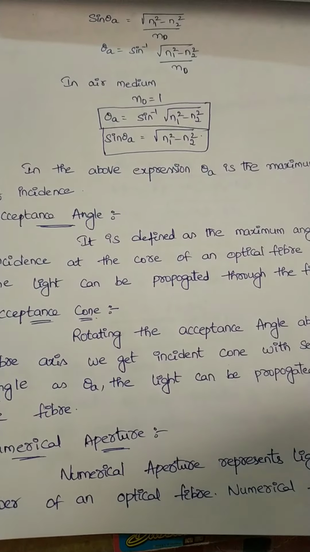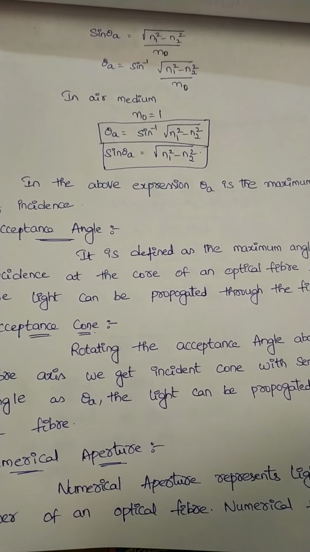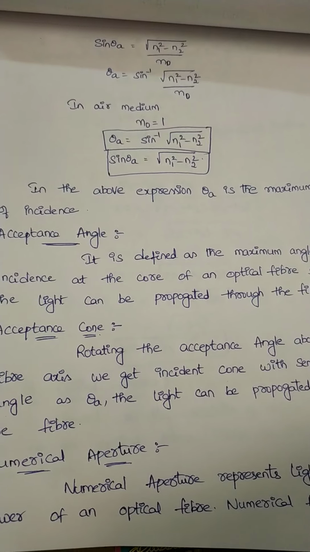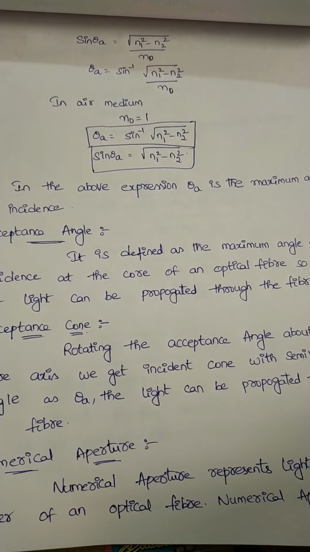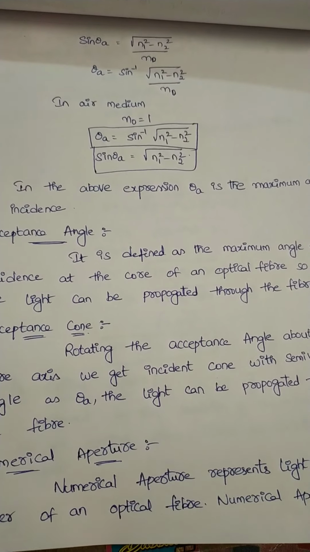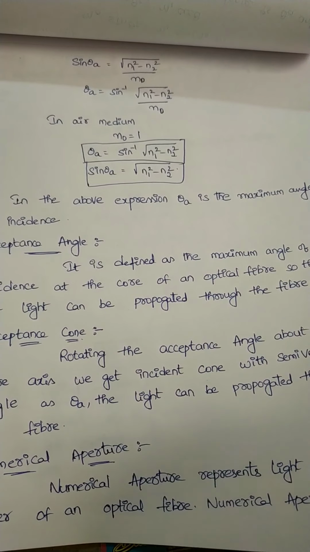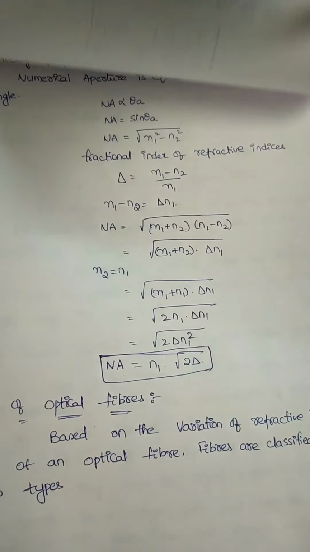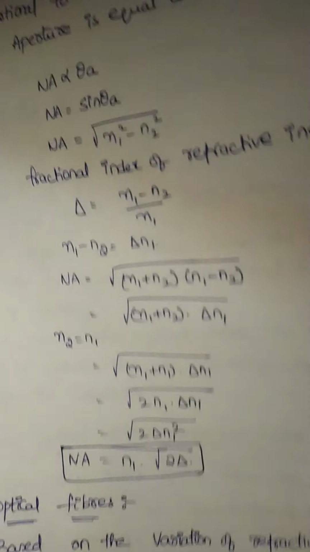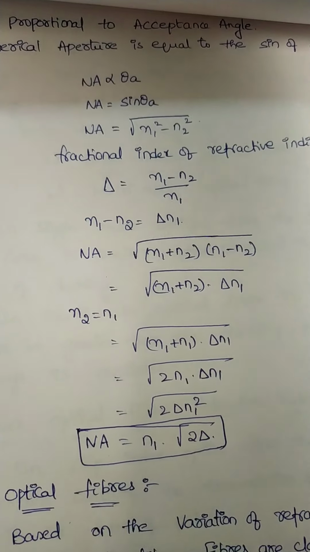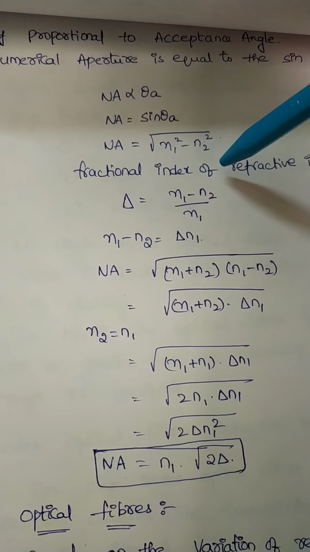And next is the numerical aperture. The numerical aperture is the light gathering power of an optical fiber. That means the light will be totally gathered into the fiber. The numerical aperture NA is directly proportional to theta A. NA is equal to sin theta A. What is the value of sin theta A? NA is equal to root of n1 square minus n2 square.